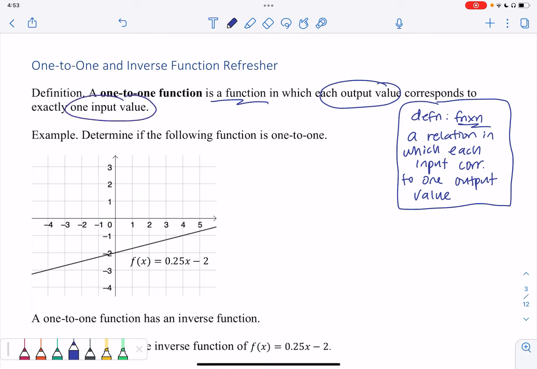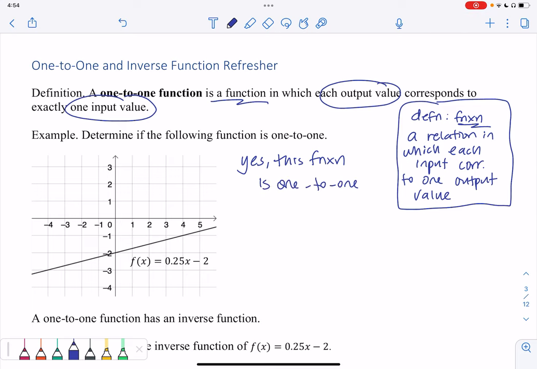So when I look at this example, it says determine if the following function is one-to-one. You might recall from a previous class that in order to test if a function is one-to-one, we can think about this definition. It actually means that a horizontal line can only cross the function at most one time. And I can see that that is happening here. So everything is looking good. Yes, this function is one-to-one.